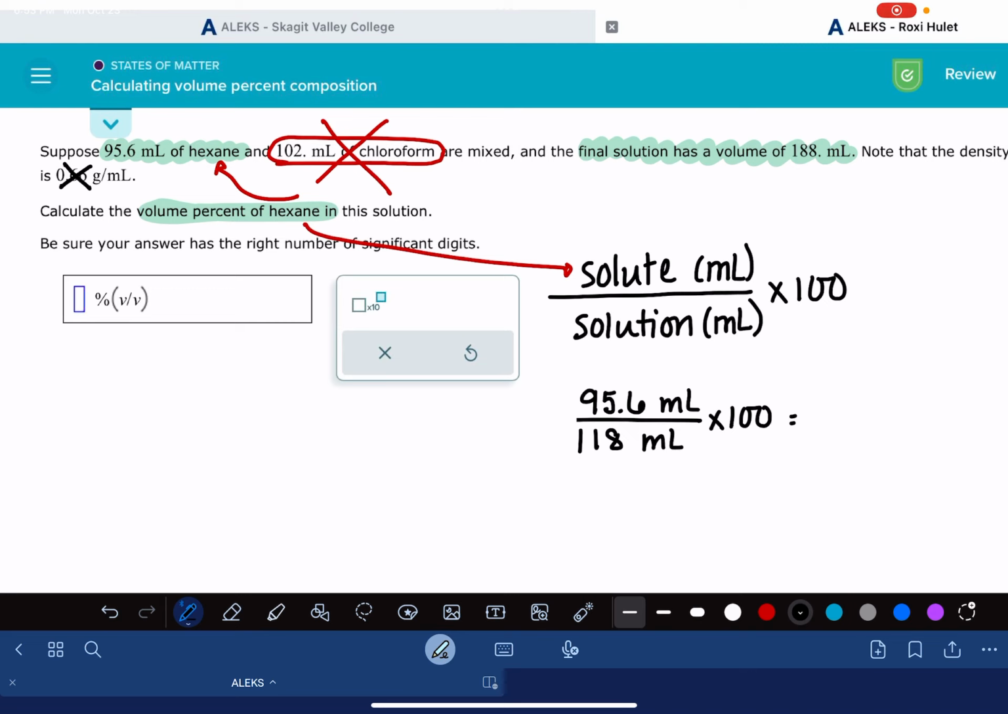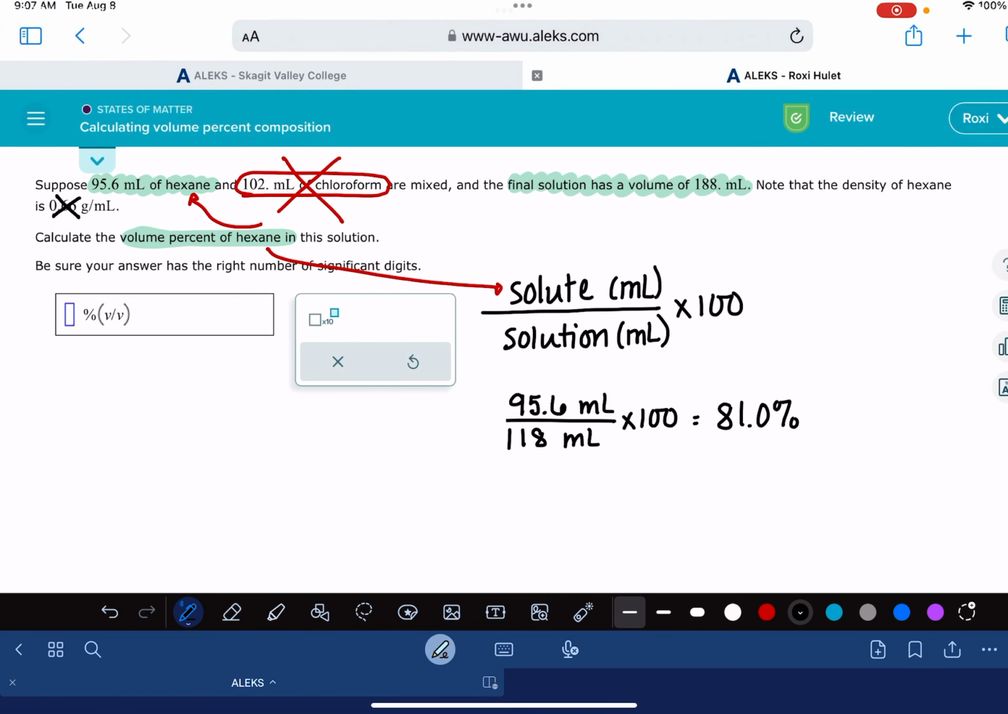So I'm going to do the math here. 95.6 divided by 118, multiply that by 100. That gives me 81.0 if I punched the numbers into my calculator correctly. It is telling us we have to use the right number of significant figures. Since I've got 3 sig figs here and 3 sig figs here, I do want 3 sig figs in my answer. So I don't want to forget that 0.0 at the end to make ALEKS happy. I'm just going to double check my math one more time. 95.6 divided by 118 looks good.